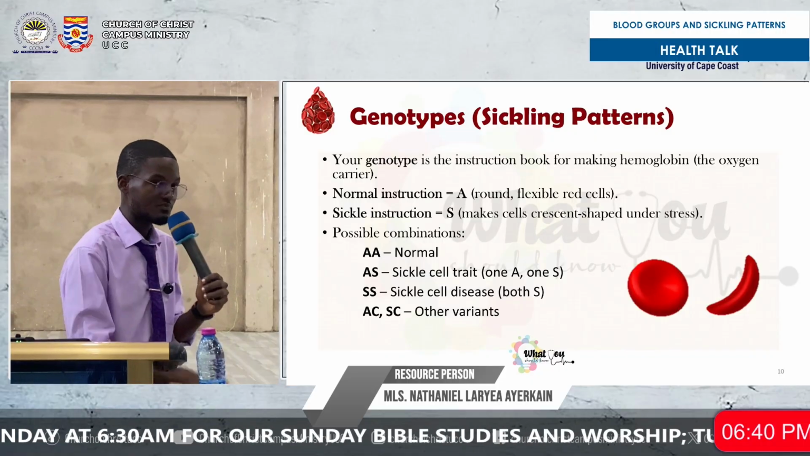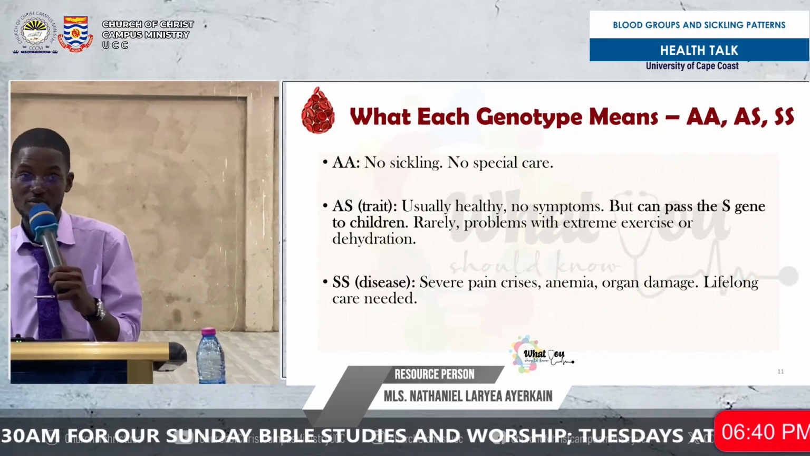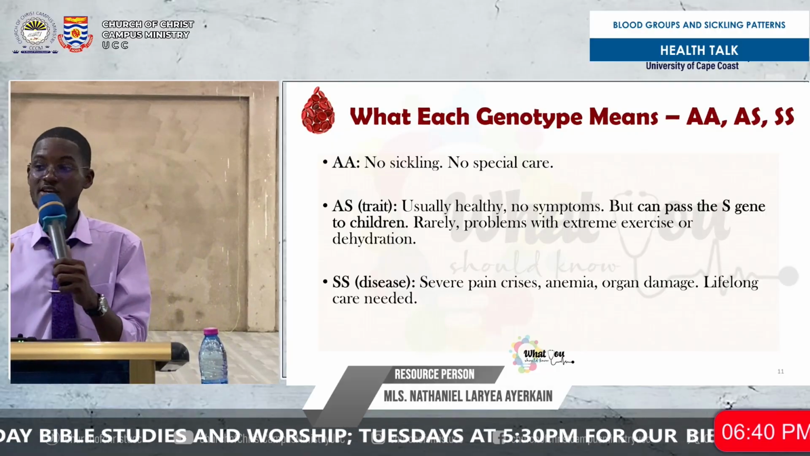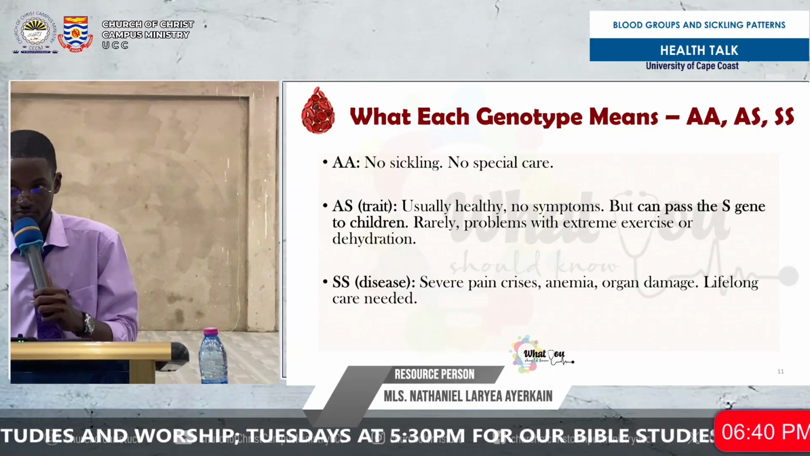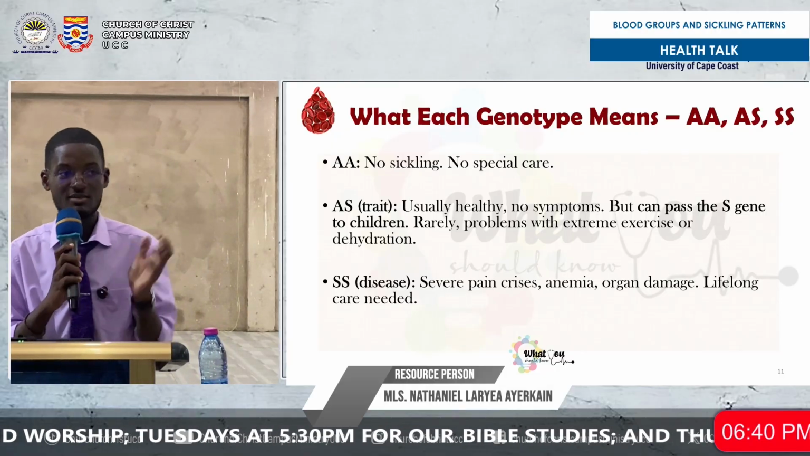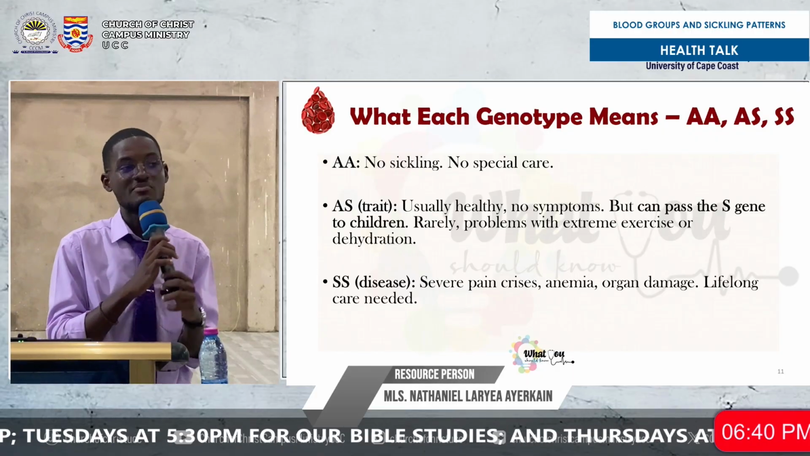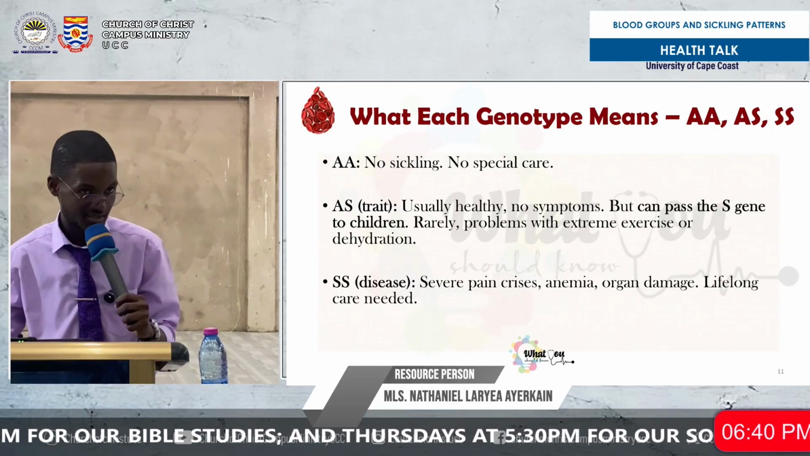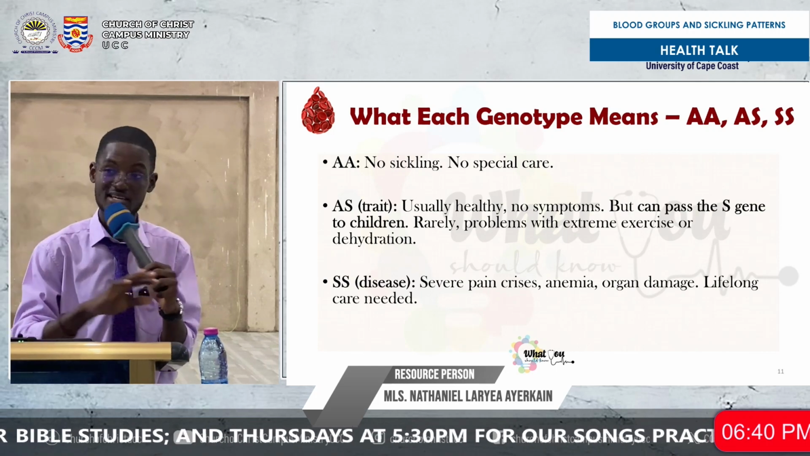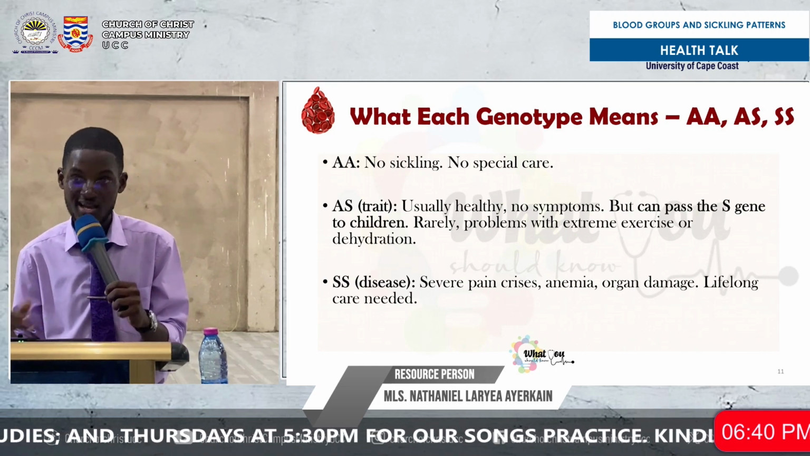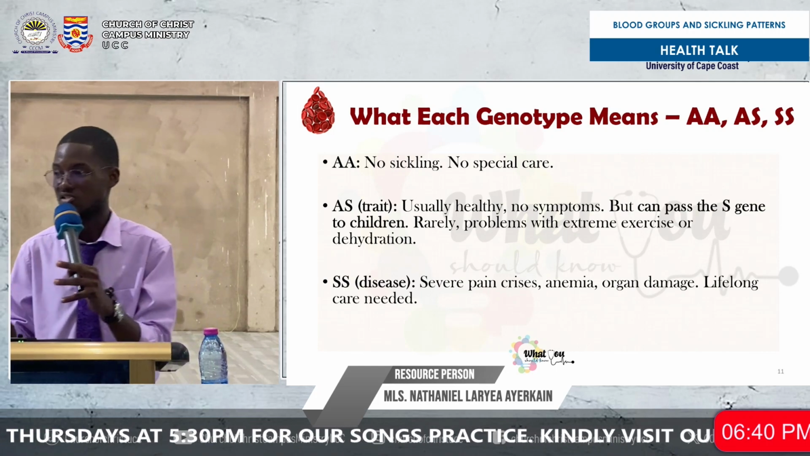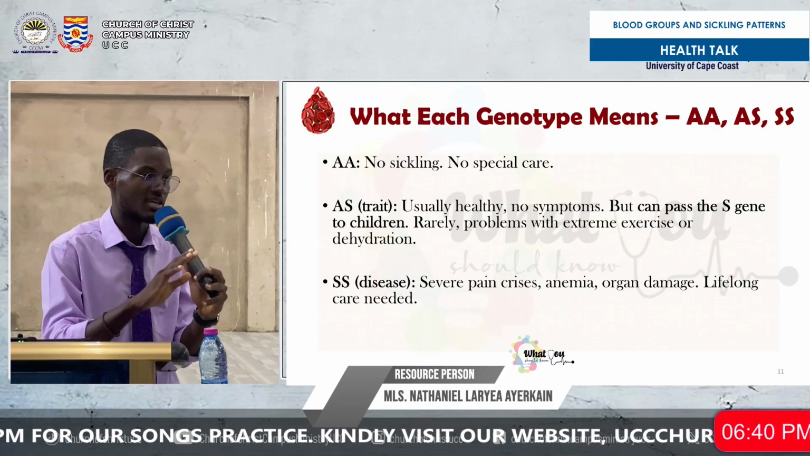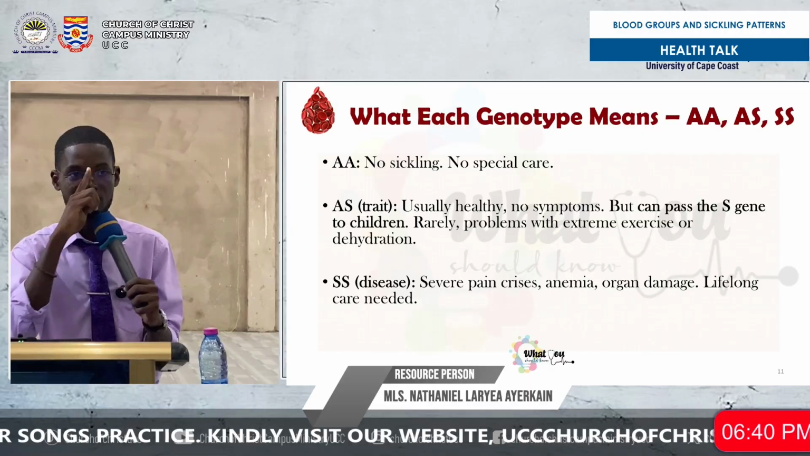So, people who are AA are normal people. When I say you're a normal person, it doesn't mean that if you don't take care of yourself well, you will not fall sick. Please don't get that wrong. It doesn't mean that because you are not a sickler, you don't fall sick. You can fall sick like anybody else. However, the natural predisposition is you don't have the sickle cell trait in you. So AA is normal, right?